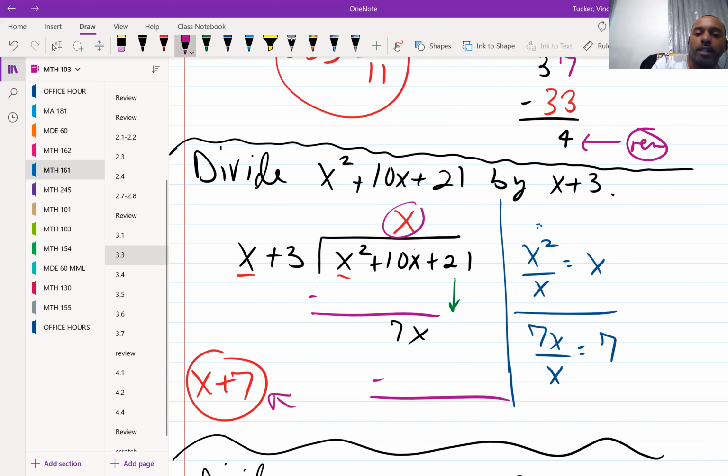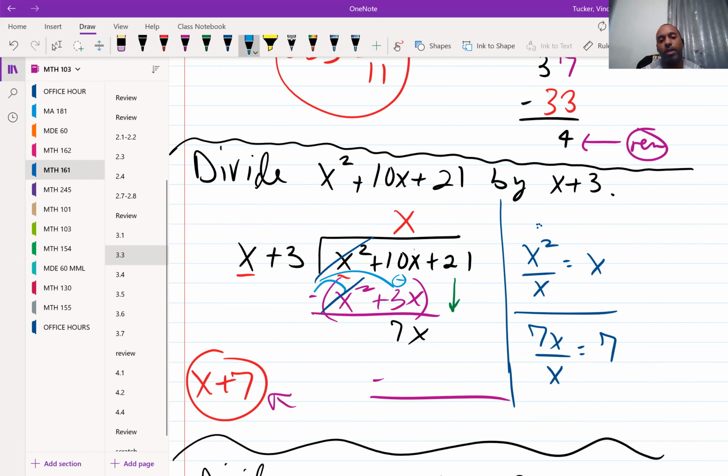Now we're going to take that just like we did with the 5. We multiply it to each term out here, just like we did 5 times 11. So x times x is going to give me x squared. X times 3 is 3x. Now we have to subtract. Notice I put parentheses there. Make sure you're subtracting both terms. So these cancel. And this is now 10x minus 3x, which is 7x.